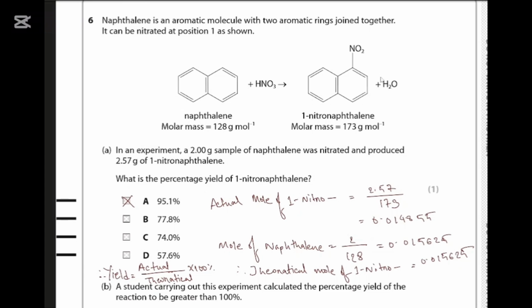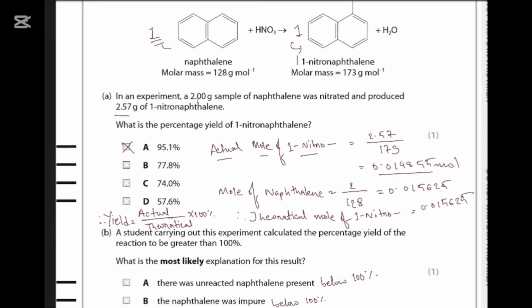So the mass of nitronaphthalene is 2.57 grams. Therefore, I can find the actual mole of 1-nitronaphthalene that is produced. So it would be 2.57 divided by the molar mass. We get this. Since the reaction is 1:1, the amount of mole of naphthalene that reacts will produce the same amount of mole of 1-nitronaphthalene. Since we were given a 2 gram sample in the experiment, we can find the actual mole of naphthalene, which was this.